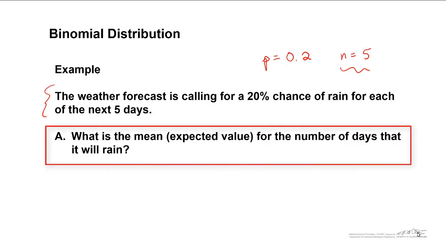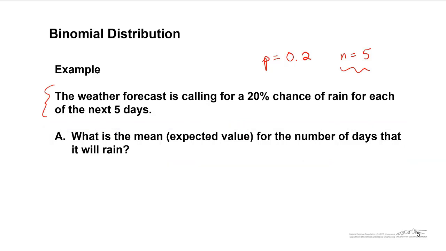The first part: what is the mean, the expected value for the number of days that it will rain? Well, for the binomial distribution, the mean is given by n times p. And you might just look at this without using this formula, and you might say, in 5 days, with a 20% chance of rain each day, it's probably going to rain one of the next 5 days. And that's exactly what the mean does. If we take 5 times 0.2, we get 1. So 1 day is the expected value for the number of days that it's going to rain.